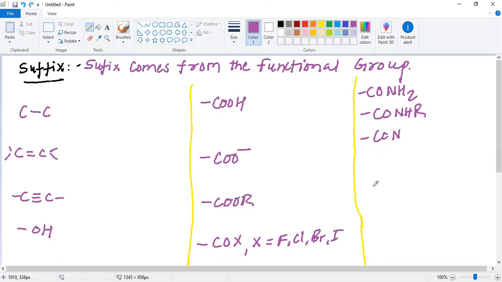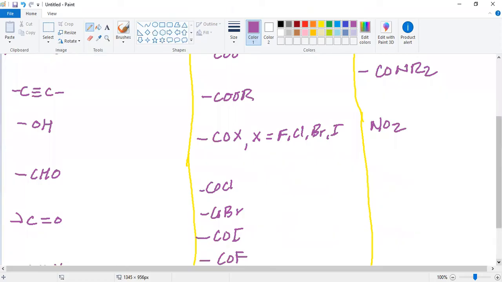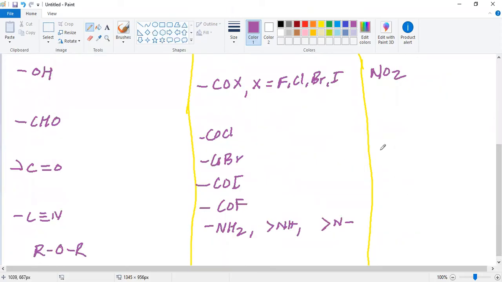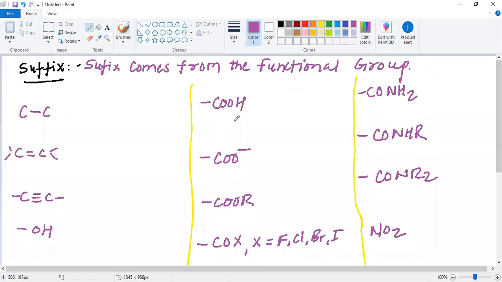So let me leave a gap a little bit, so that we may have CONH2, or CONHR, or CONR2, my dear students. Then we may have the other functional groups like nitro, we have NO2, or, my dear students, we may have the sulfonic acid, that may be SO3H. So let me give you revision, as well as let us write the various names for these functional groups.